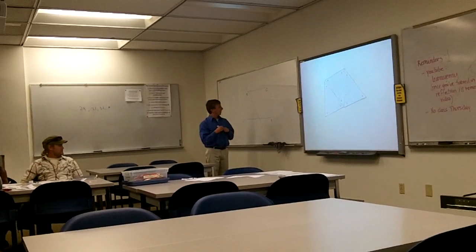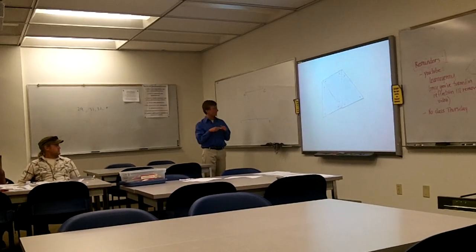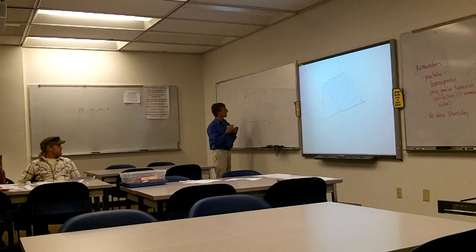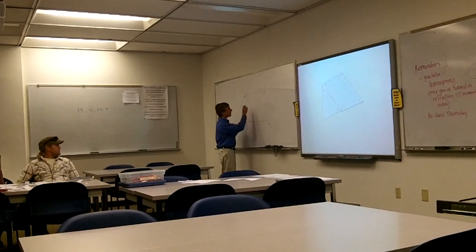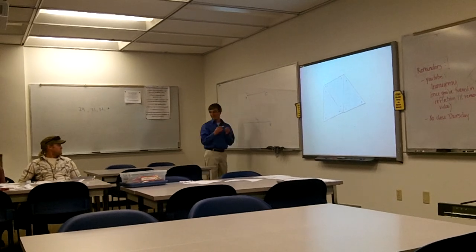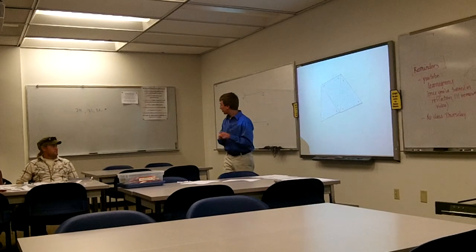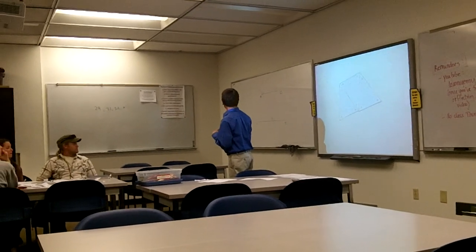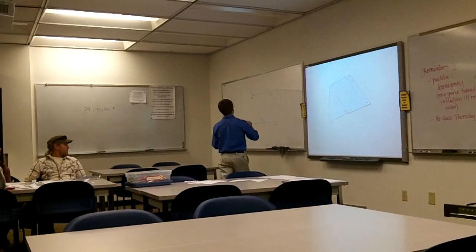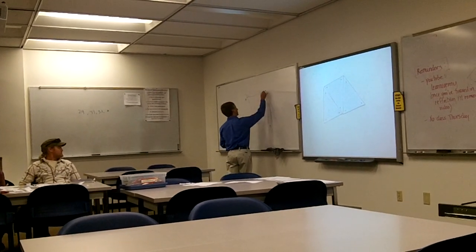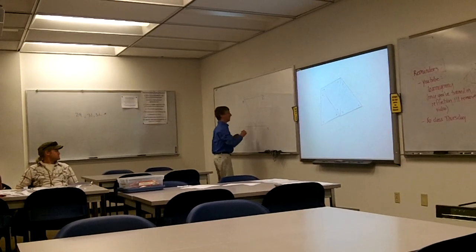So, there is a special property of transversals that when they cross two parallel lines, the angles that they cross are congruent. So, can you discuss amongst your groups how this might be important if we add this length here and make this triangle ABC?